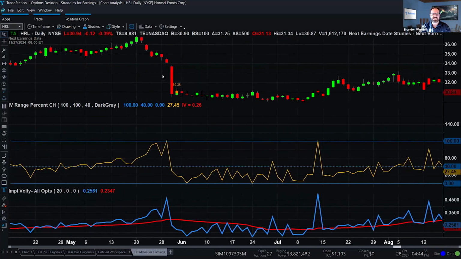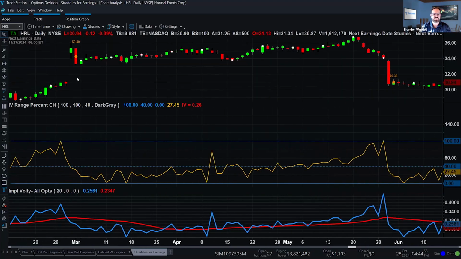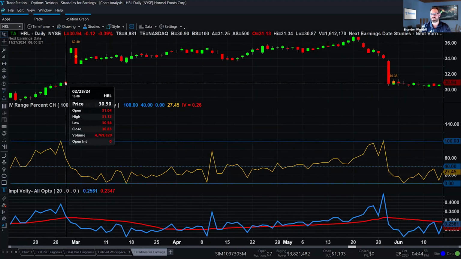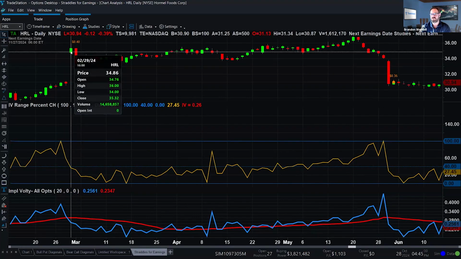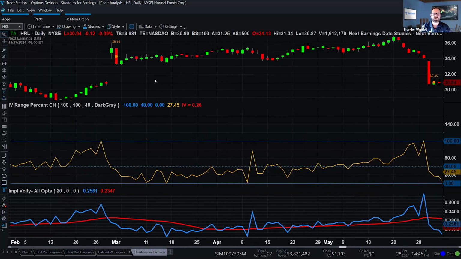Looking back again, you can always tell where the earnings are. You hit those big drops in volatility, right? And again, you can see that we were right around 34, dropping down, and eventually, well, this was the day after earnings, price moved down to about 30. So we're looking at about $3 or $4 on average of price movement. The previous one, $31 up to 33. Okay, so that was a little lower.